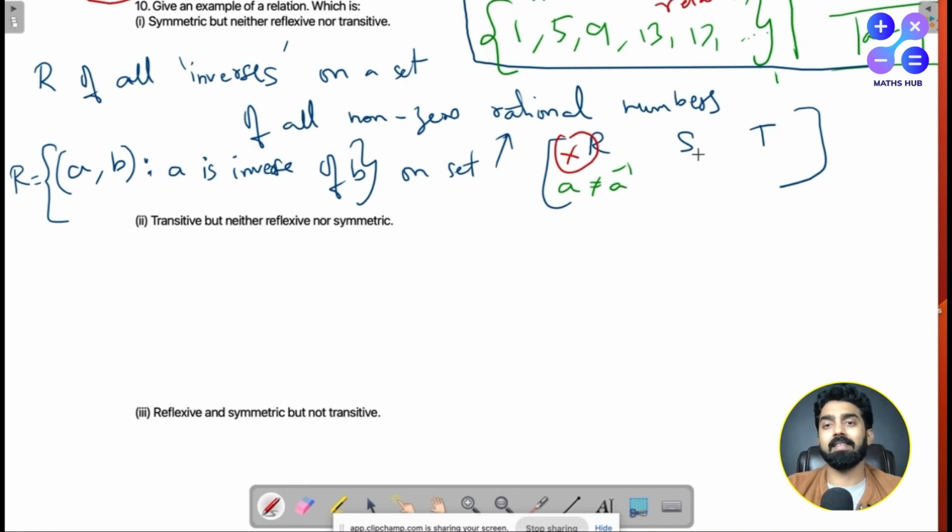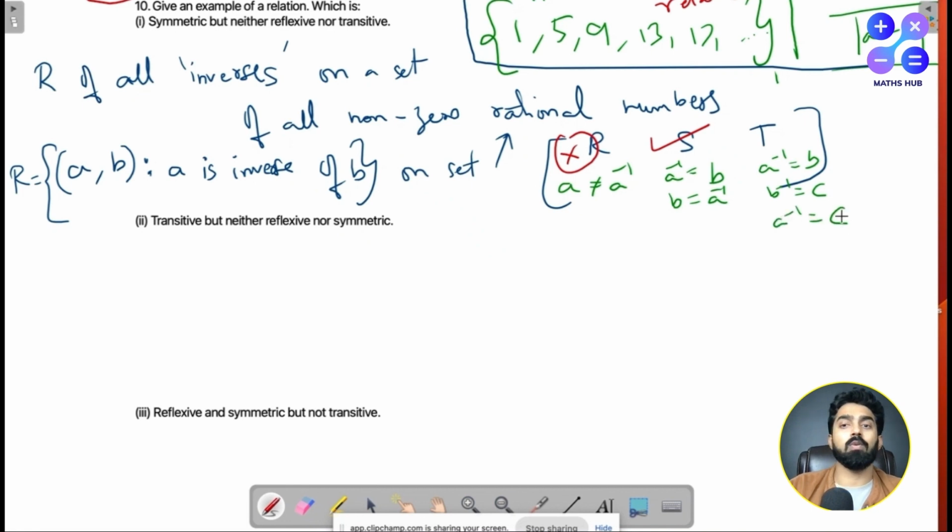And is it symmetric? If A is inverse of B, does it mean B is inverse of A? Yes, it is symmetric. So if you reverse A and you get B, if you reverse B, you would get A. So it is symmetric. Is it transitive? If A is inverse of B and B is inverse of C, does it mean A is inverse of C? No, not really, right? So it is not transitive. So this is a relation which is symmetric, not reflexive, and not transitive. It's really tough to come up with, by the way, so we'll have to remember this one.